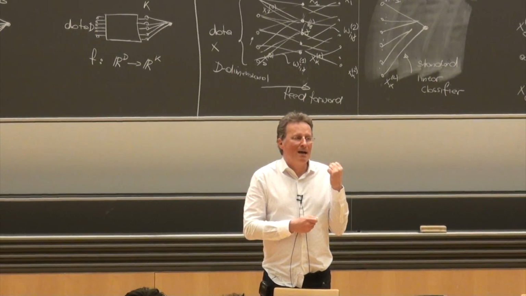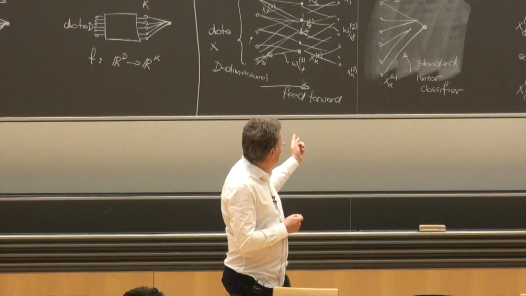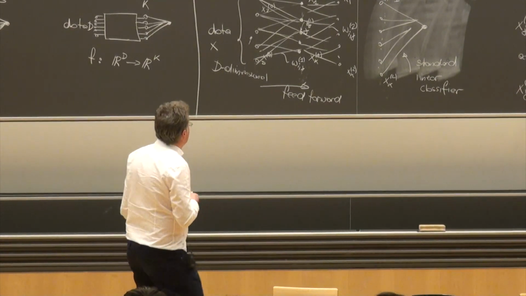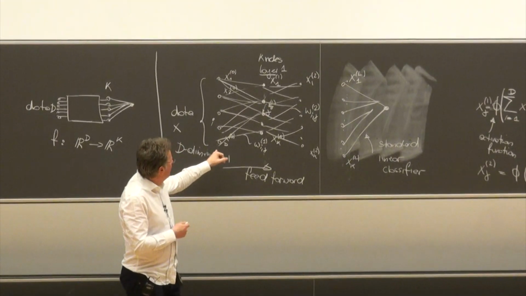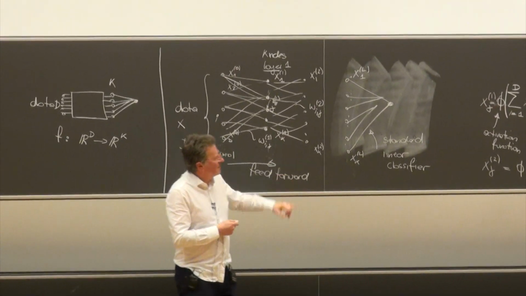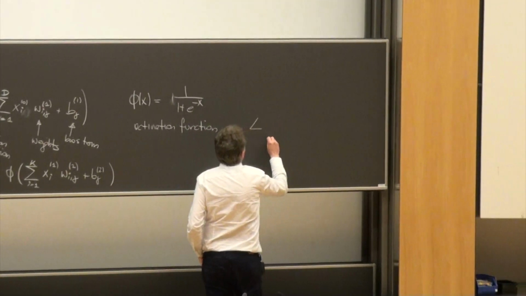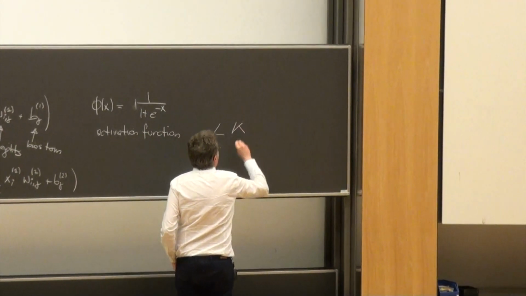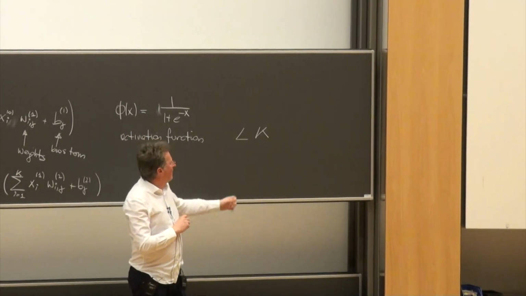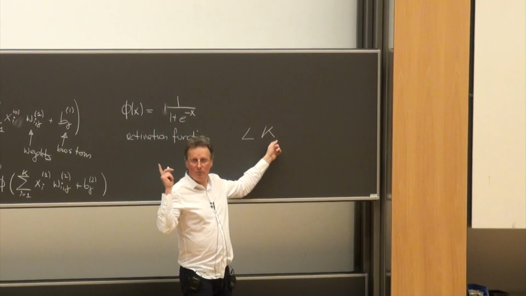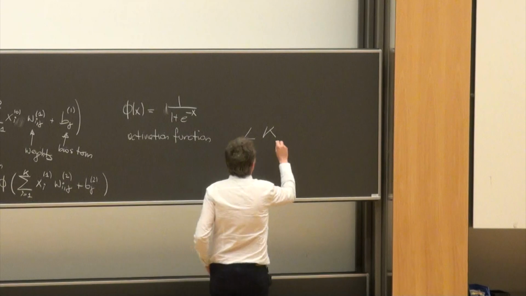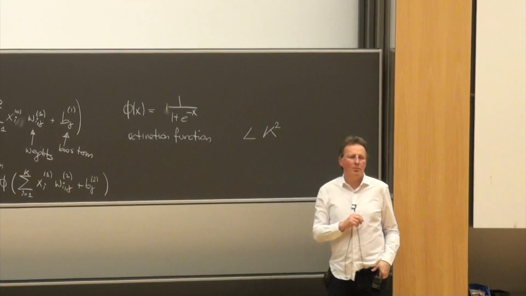Good. So now, what do we have here in this function? You can kind of see how many parameters there are, depending on how many layers there are. So there's something like L layers perhaps. Then each of them might have K nodes. And then if you take the whole thing, there might be something of order K squared parameters, right?